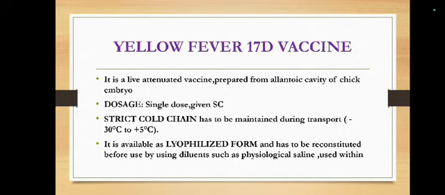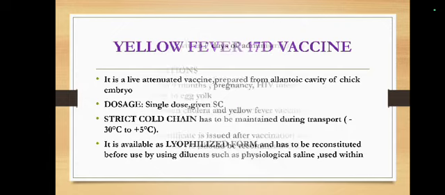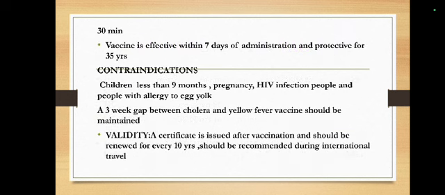Dosage is a single dose and it is given subcutaneously, and a strict cold chain has to be maintained during transport, that is between minus 30 degrees Celsius to plus 5 degrees Celsius. It is available as a lyophilized form, and it has to be reconstituted before use by using diluents. Such diluents are physiological saline, and after reconstituting, we should use it within 30 minutes. The vaccine is effective within 7 days of administration and protective for about 35 years.